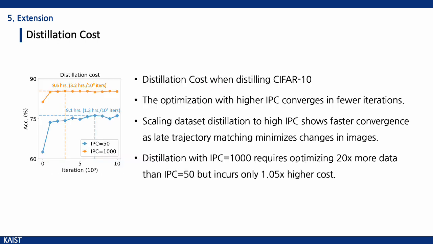Let's discuss the distillation cost as illustrated in the graph for CIFAR-10. The results show that optimization with higher IPC converges in fewer iterations. This is because scaling dataset distillation to higher IPC settings benefits from late trajectory matching, which minimizes the challenges needed in the images, leading to faster convergence. For example, when distilling with IPC 1000, the process requires optimizing 20 times more data compared to IPC 50. However, the actual cost increase is minimal, at only 1.05 times higher. This demonstrates the efficiency of the method as it scales well with increasing IPC while maintaining reasonable computational costs.